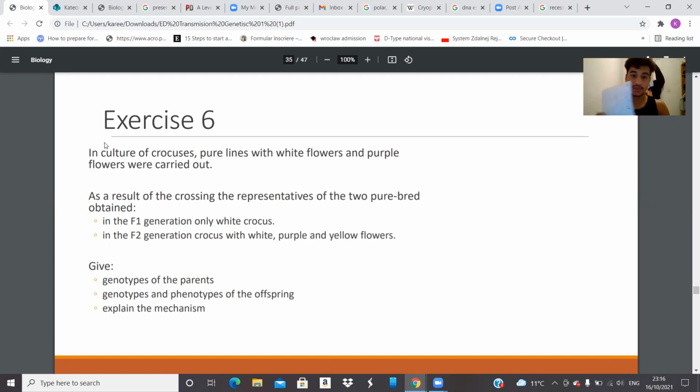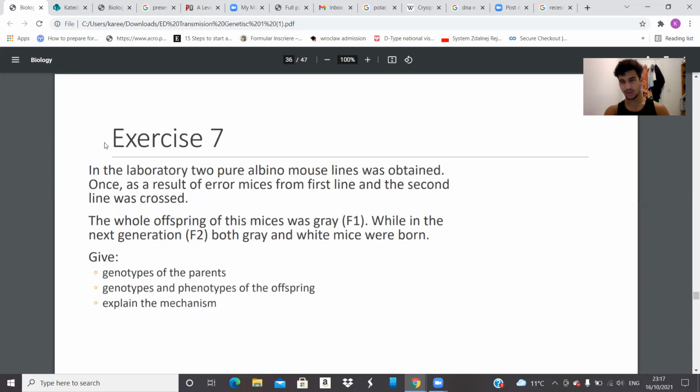F2. Now it says white, purple, and yellow. So for the white, it's going to have a dominant allele. You're just going to make the cross between the heterozygotes. You're going to have two heterozygotes, and you'll find the ratio. You can give each color the genetic combination of alleles. So that's not an issue. Okay, exercise number 7.